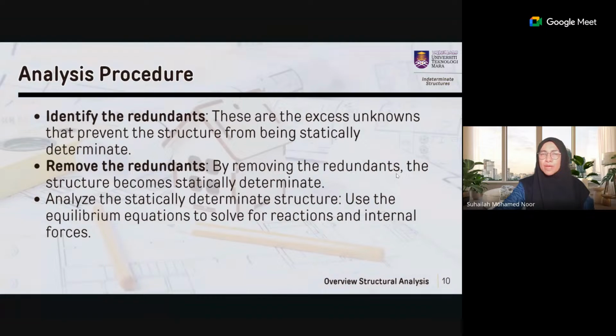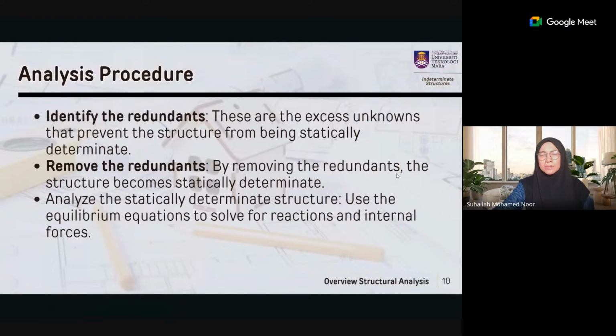Because whenever we have 4 unknown reactions, we cannot determine all 4 directly using equilibrium equation, and we cannot determine these 3 unknown reactions if we don't calculate redundant. We have to calculate redundant first. And in order to calculate redundant, we have to identify the right redundant, because we have to determine the redundant value. So how to identify redundant?